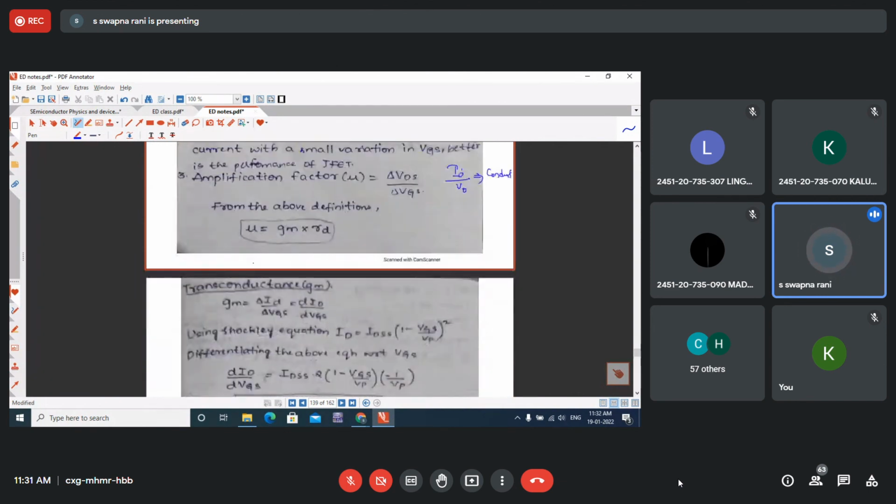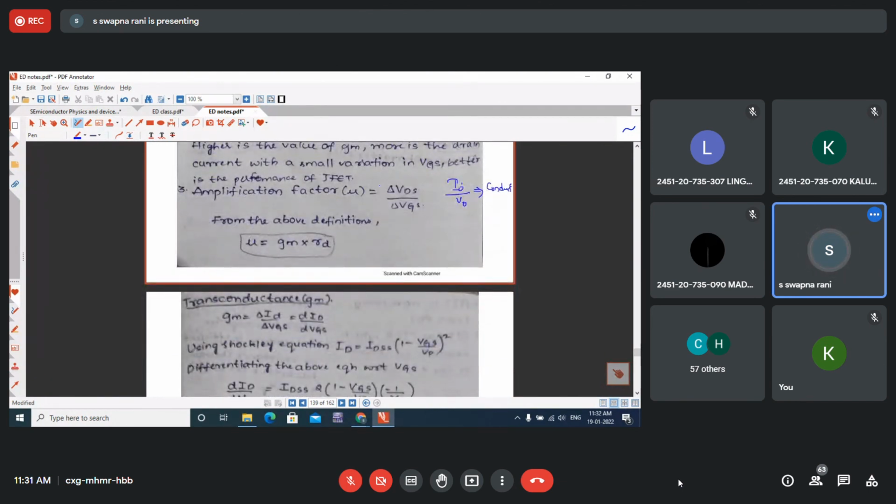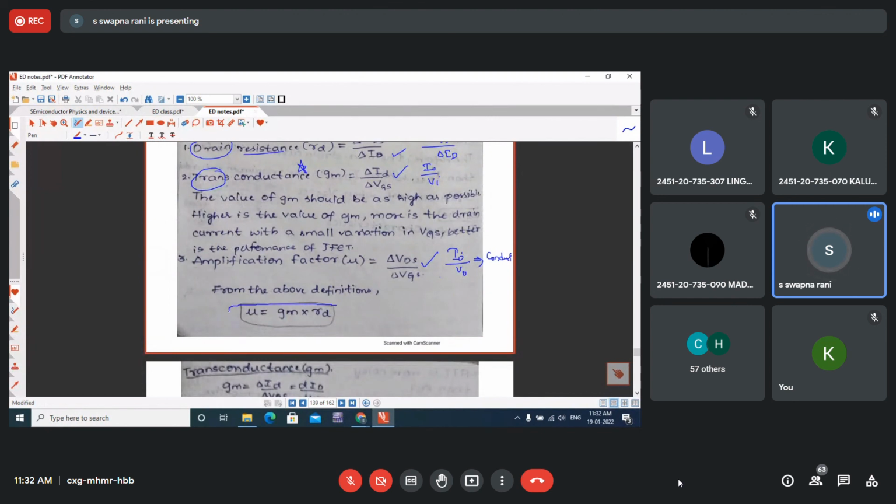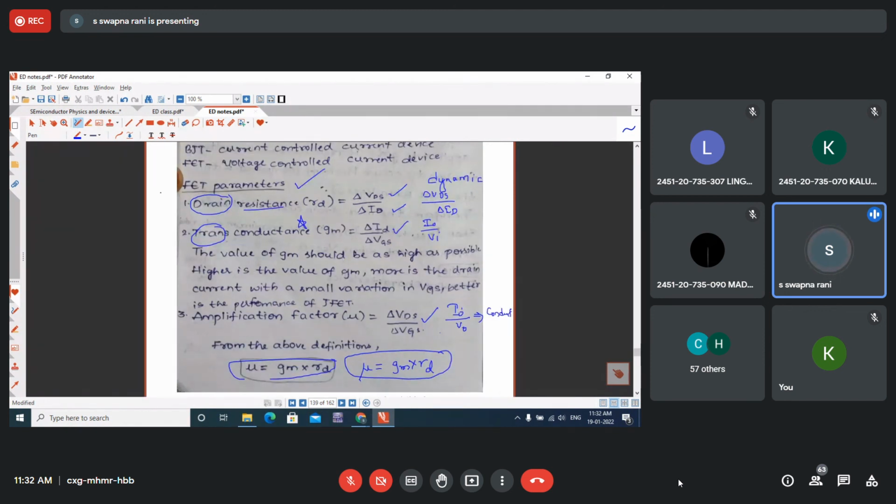Okay, next I will tell you the amplification factor. The amplification factor is delta VDS by delta VGS. Based on the definitions of these parameters, you can relate these three: the amplification factor mu is the product of the other two. We won't be using this equation much in the further topics, but this topic is very, very important for 2 marks. Define FET parameters RD, GM and mu and obtain the relation between them. So important for 2 marks.